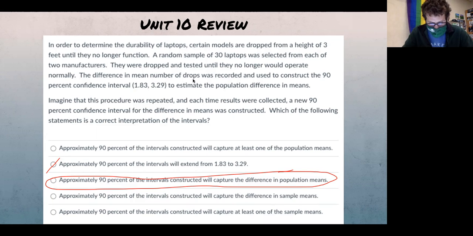So we would infer from this that approximately 90% of the intervals that we constructed will capture the true population difference in means. Okay, so that's the idea behind that.